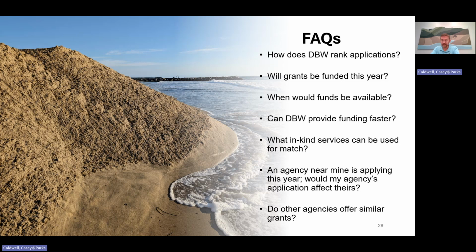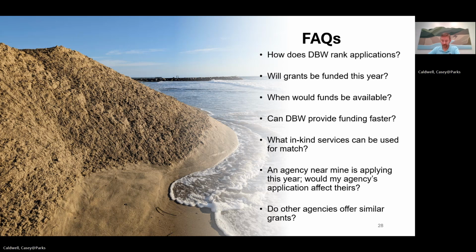An agency near mine is applying this year. Would my agency's application affect theirs? The answer is it probably would not. If both applications offer strong benefits, we can pursue funding for both applications. The only nuance is if the two projects are somehow related, like if they're geographically adjacent, one would physically affect the other. If that's the case, I recommend you give me a call and we can discuss the best path forward.